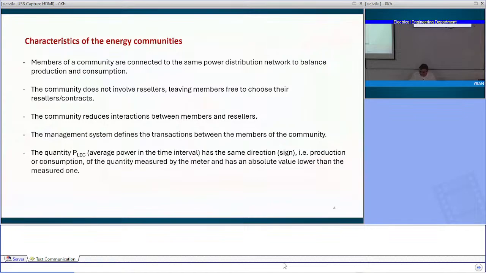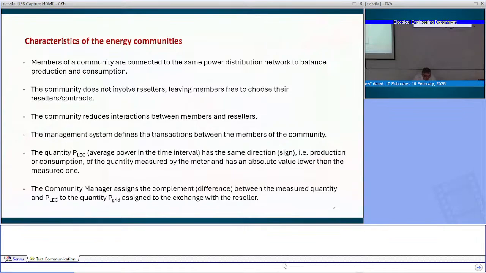Obviously, when you have a meter, the absorption or consumption from the resellers and from the community needs to have the same sign. So you are either consuming or producing. You cannot have the P-grid, the power with the reseller, and the power with the community with different signs, because it would mean that you are reselling the power of one of the two to the other. So both need to have the same sign. This is the idea. And the community manager assigns the difference between the measured quantity and the PLEC to the quantity P-grid assigned to the exchange with the reseller.